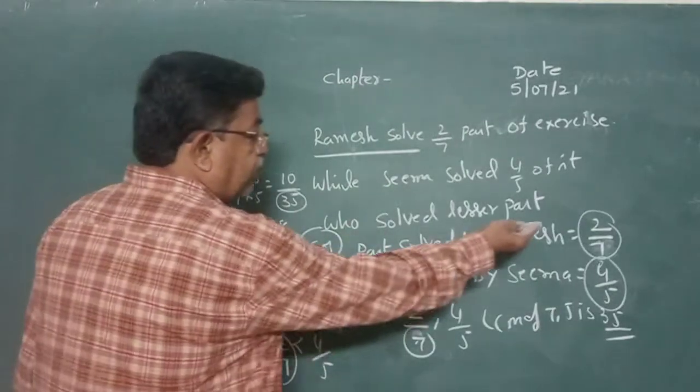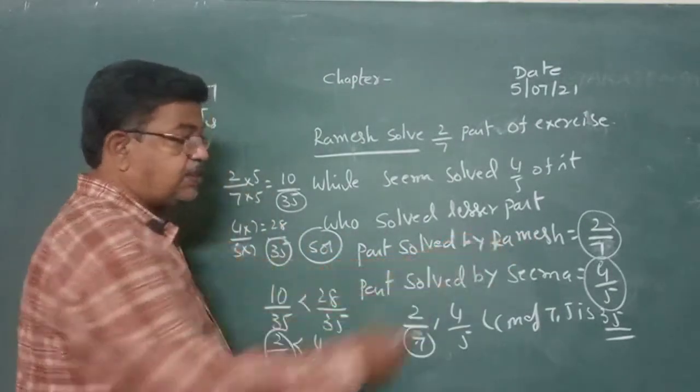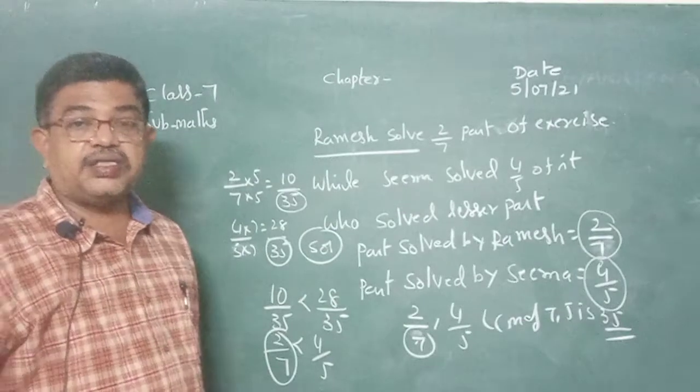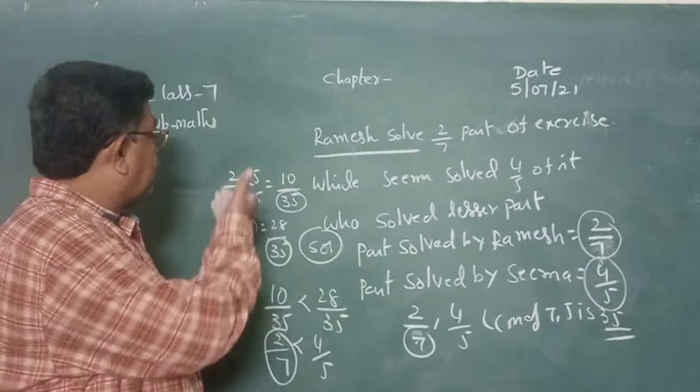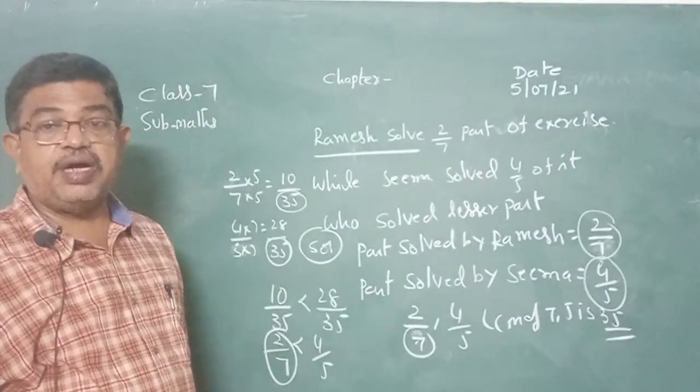What is the part solved by Ramesh? 2 by 7. What is the part solved by Seema? 4 by 5. Are the denominators the same? No. What is the LCM of 7 and 5? 35. Convert 2 by 7 into a fraction having the denominator 35.